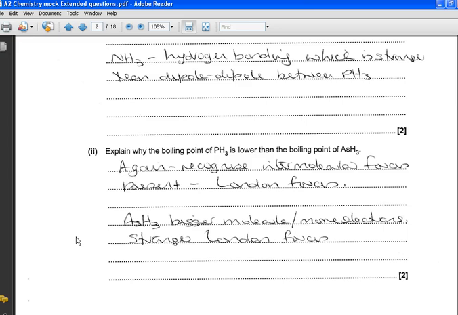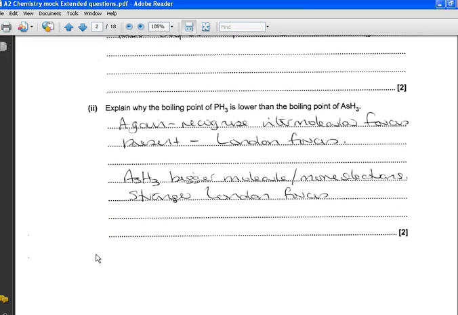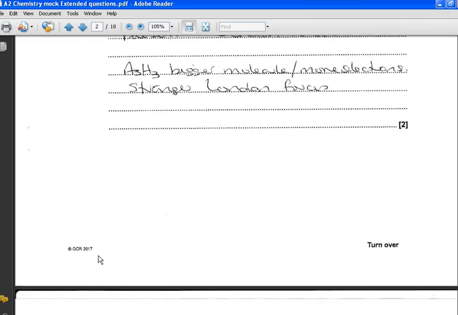Here we're talking about London forces, why the boiling point is lower than the boiling point of AsH3. It's a bigger molecule, it's got more electrons, and therefore has stronger London forces. So again, you need to recognise that the bigger the molecule, the more electrons it has, and that will lead to stronger London forces. Again, it's AS material.